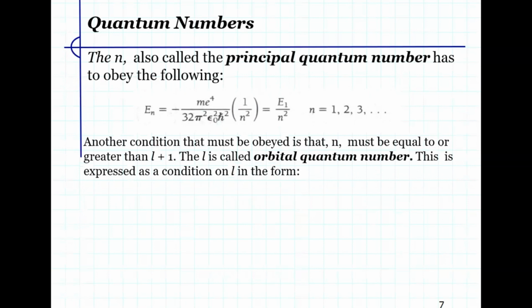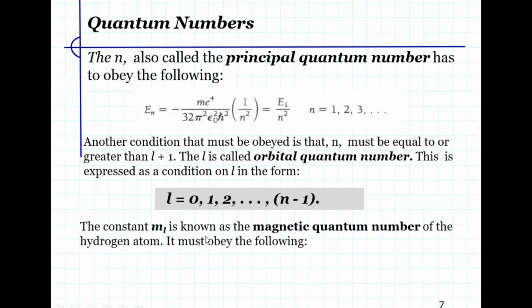The condition that n must obey is that it must remain equal to or greater than L plus 1, where L is called the orbital quantum number, and this is expressed in the following form. L can have values of 0, 1, 2, 3, and so on, up till n minus 1.